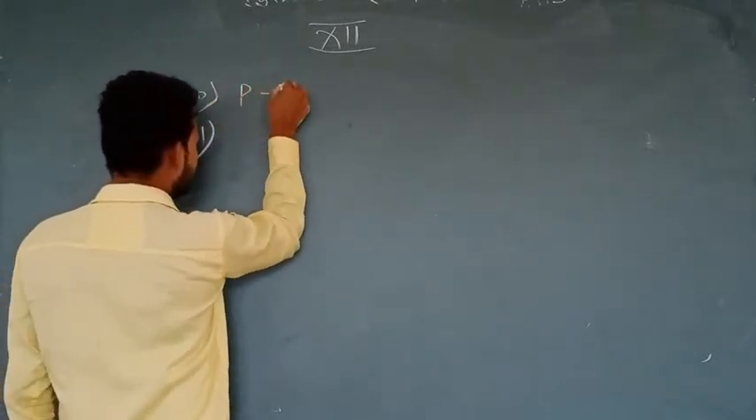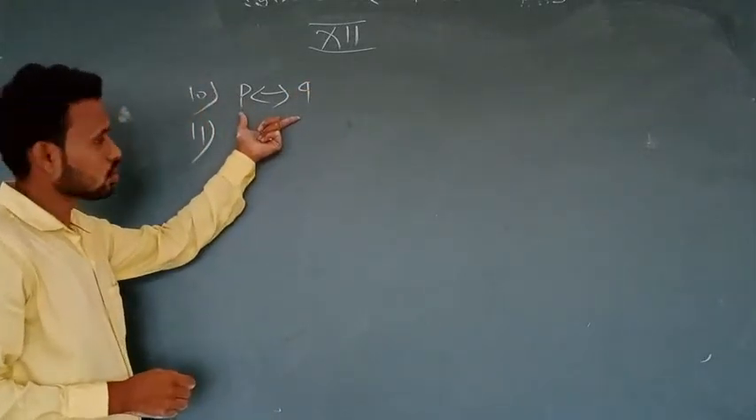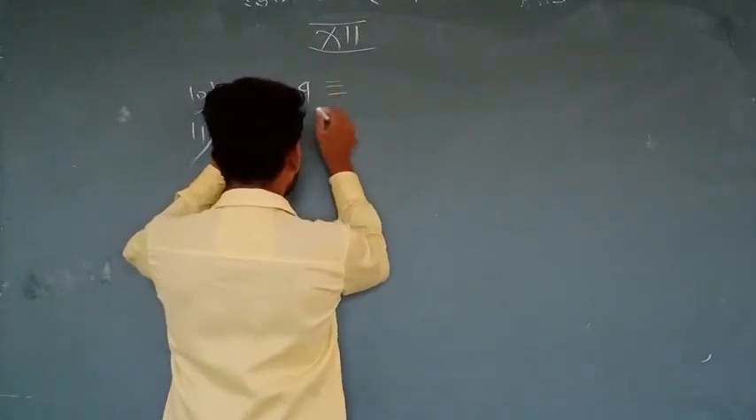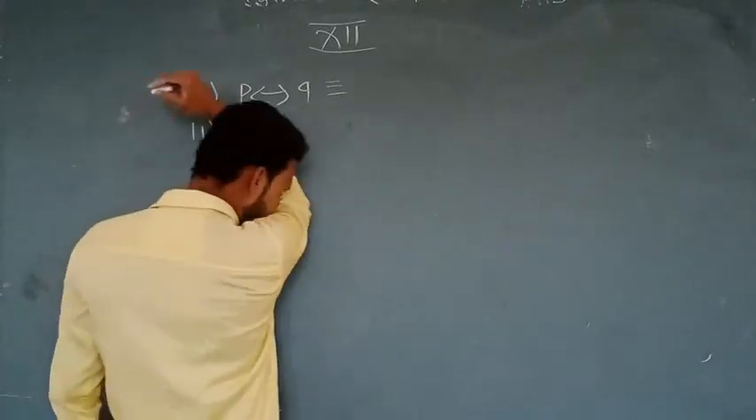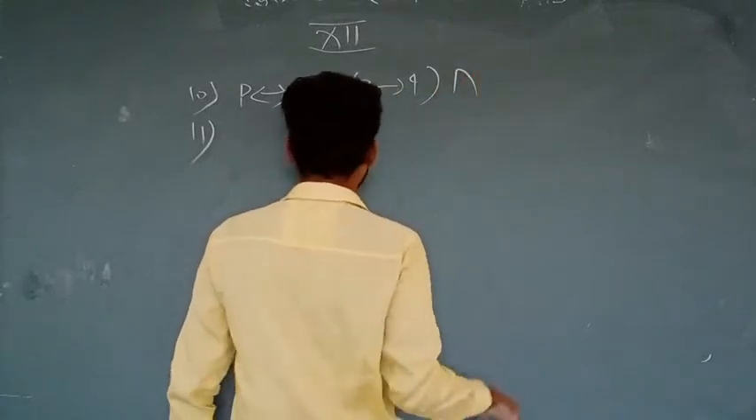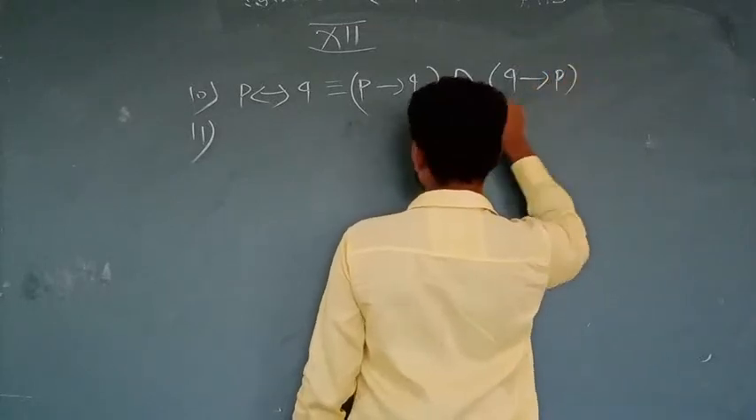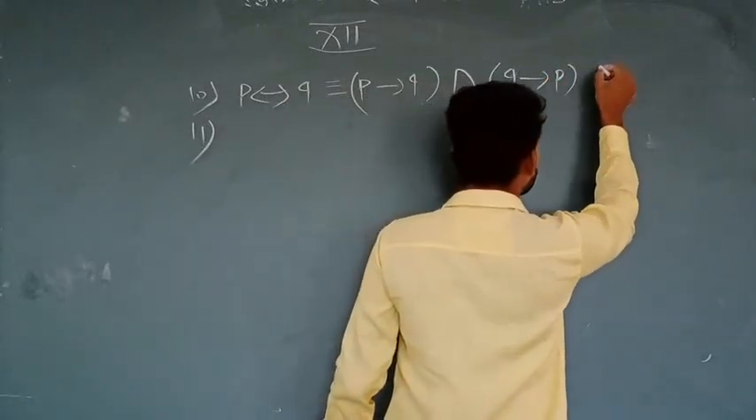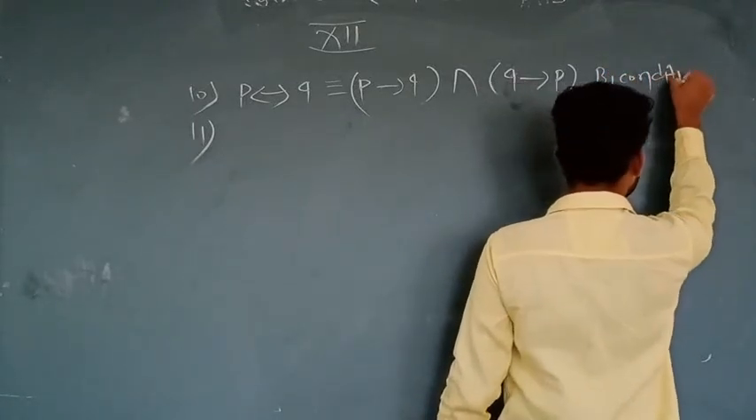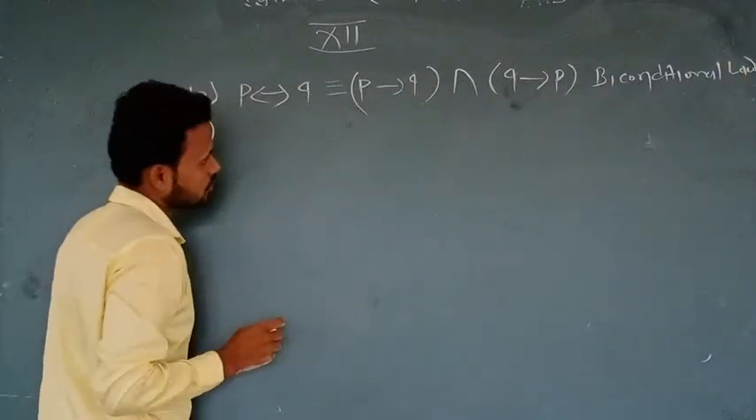Here I take P if and only if Q, which is known as biconditional law. What does biconditional law say? P if and only if Q is equivalent to P implies Q and Q implies P. This is known as biconditional law.